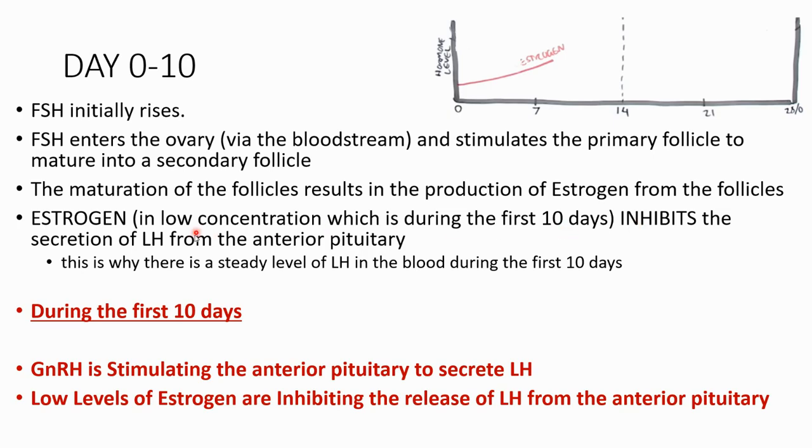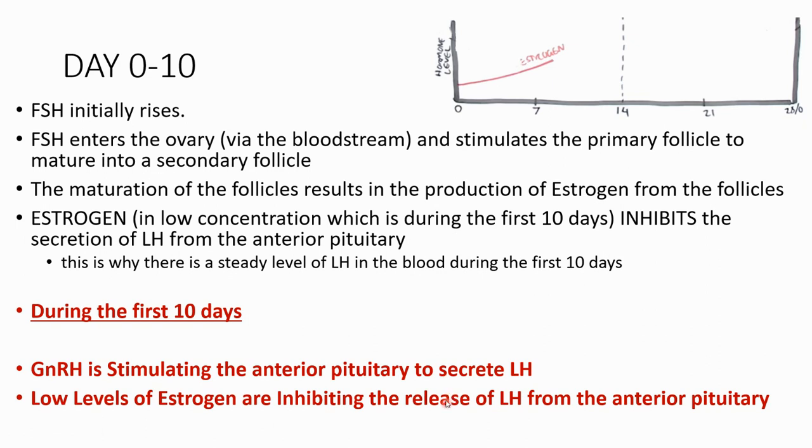This inhibits the secretion of luteinizing hormone from the anterior pituitary. So low levels of estrogen prevent luteinizing hormone from going up, even though you've got gonadotropin releasing hormone going up. That's why there's a steady level of luteinizing hormone in the blood during the first 10 days. So it's almost like in order for luteinizing hormone to be secreted, you're going to have high levels of estrogen and GnRH. You have the GnRH, but your levels of estrogen aren't high enough to trigger that production of luteinizing hormone. So during the first 10 days, gonadotropin releasing hormone is causing the anterior pituitary to secrete luteinizing hormone, but those low levels of estrogen are inhibiting the release of luteinizing hormone.